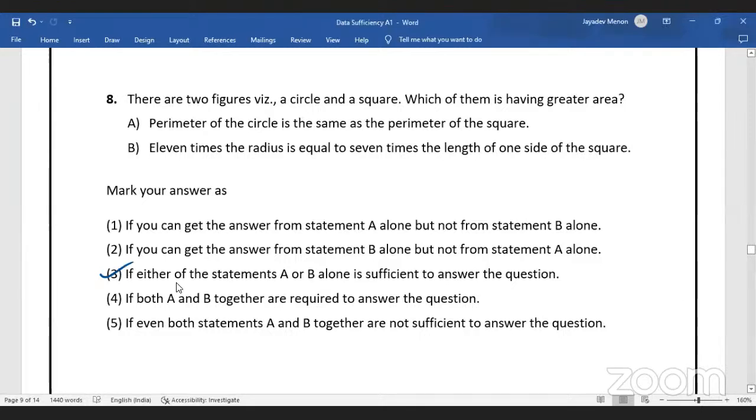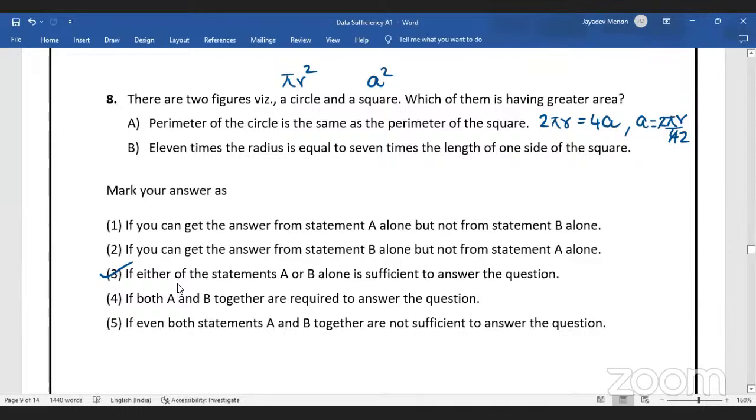There are two figures, a circle and a square. Which of them is having greater area? We know that the area of a circle is pi r square and of a square is a square, where r is the radius of the circle and a is the side of the square. Now statement A says the perimeter of the circle is the same as the perimeter of the square. Perimeter of the circle means circumference of the circle, that is 2 pi r, equal to the perimeter of the square, that means 4a. So from this we get a equal to 2 pi r by 4. So a equal to pi r by 2.